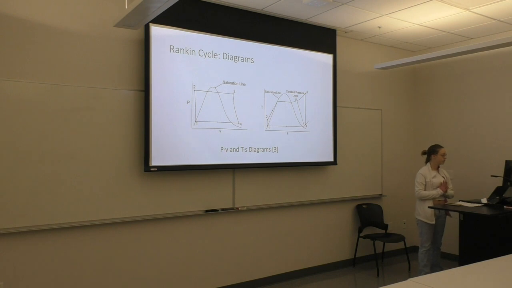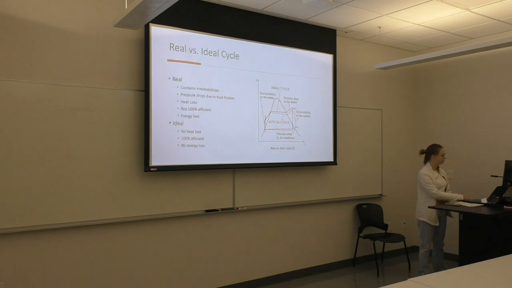These are our diagrams, which are the pressure versus specific volume and the temperature versus entropy. Some characteristics between real and ideal Rankine cycles: real cycles contain irreversibilities, which include pressure drops due to fluid friction, heat loss, they're not 100% efficient, and also energy loss. Ideal cycles have no heat loss, are 100% efficient, and have no energy loss.